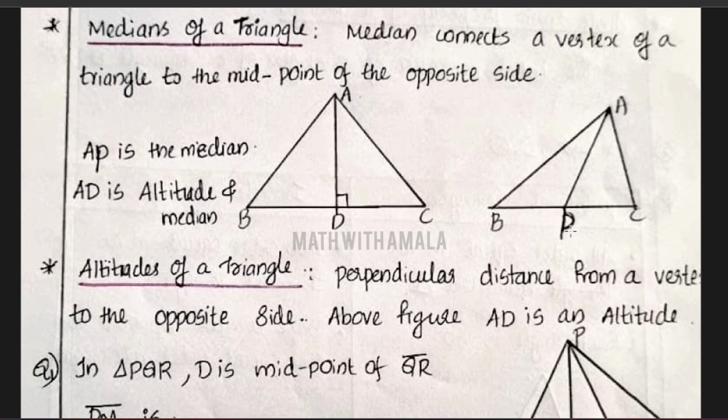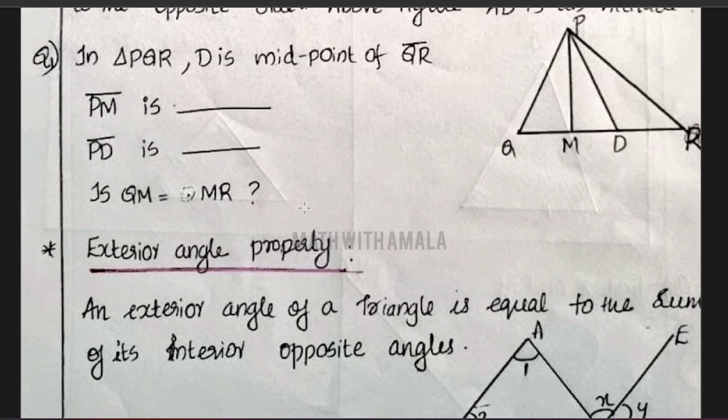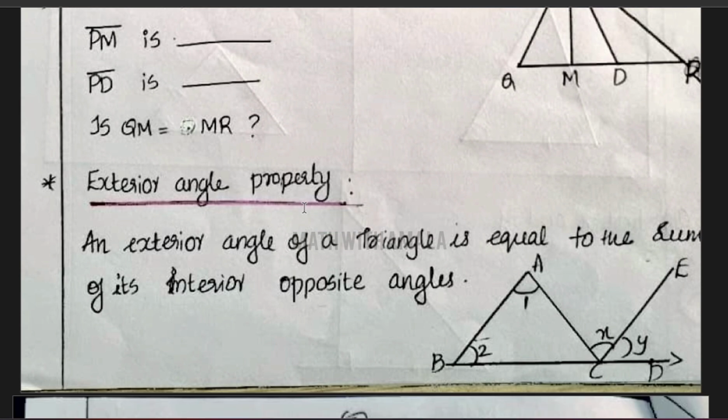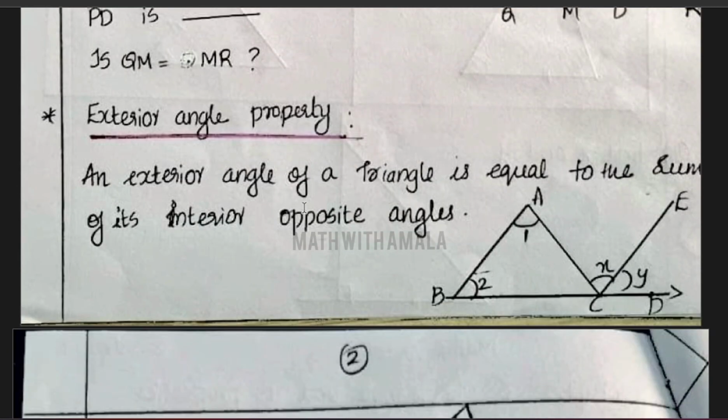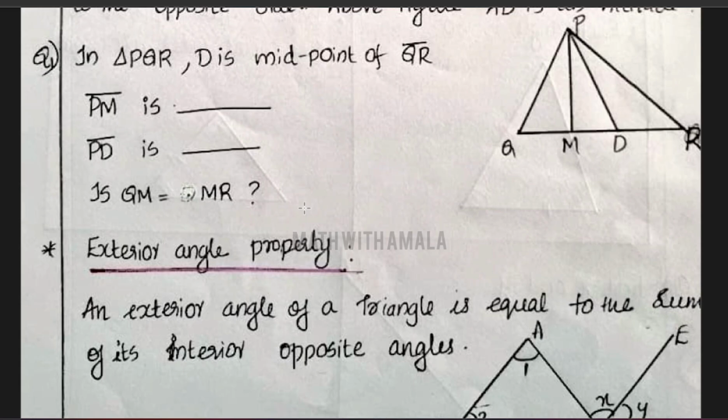Now what do you mean by altitude of the triangle? Perpendicular distance from a vertex to the opposite side. Above figure, AD is an altitude. Okay, so you can find these two concepts in the same figure of the first triangle. In triangle PQR, D is the midpoint of the line segment QR. Then the line segment PM is the altitude and PD is the median. But QM is not equal to MR since they are not placed at the middle point. M is not at the middle point. The middle is nearly D.